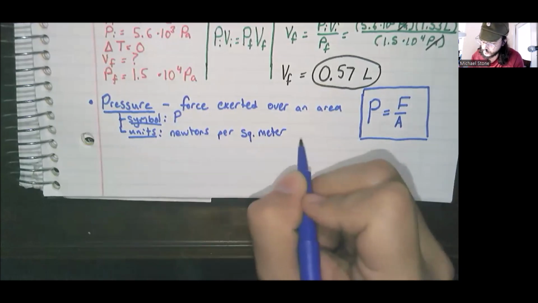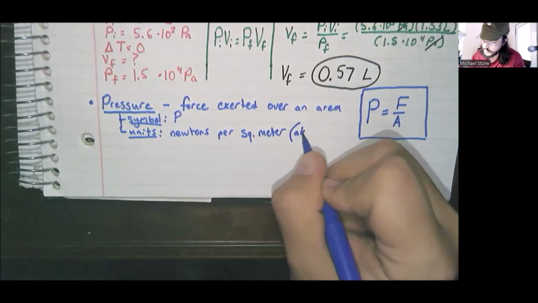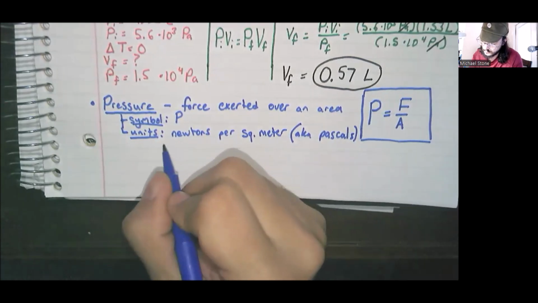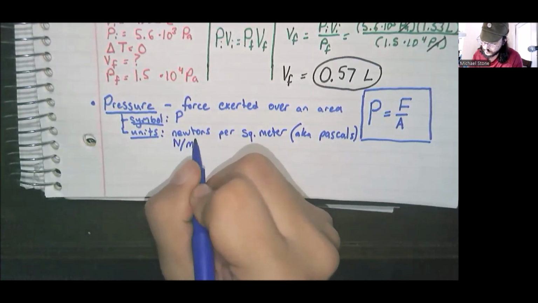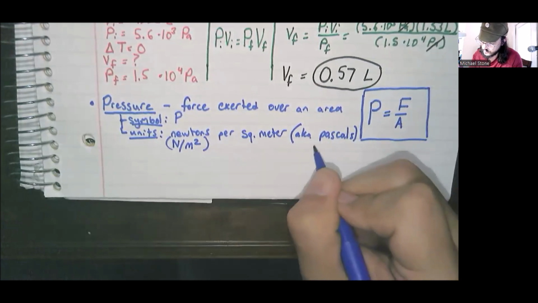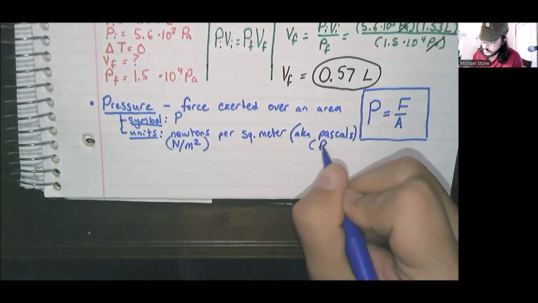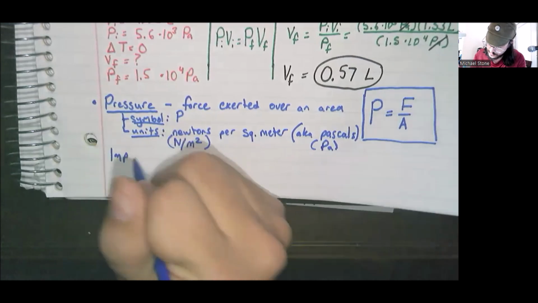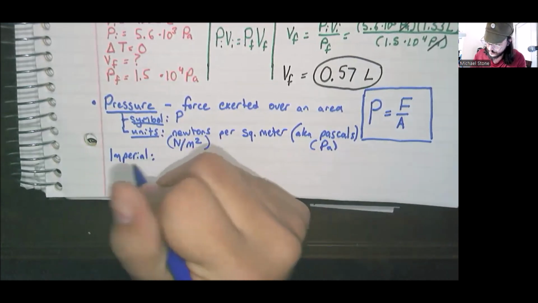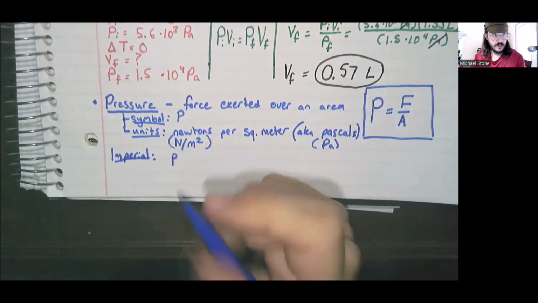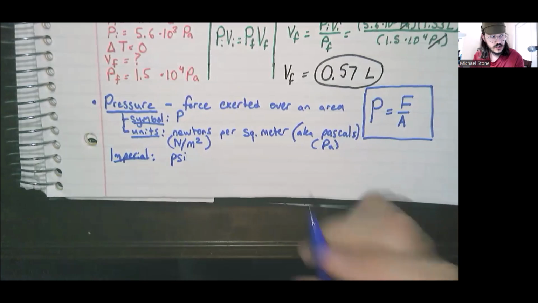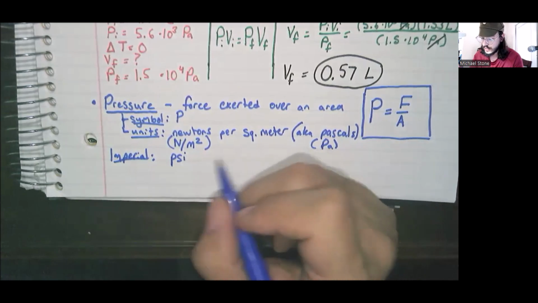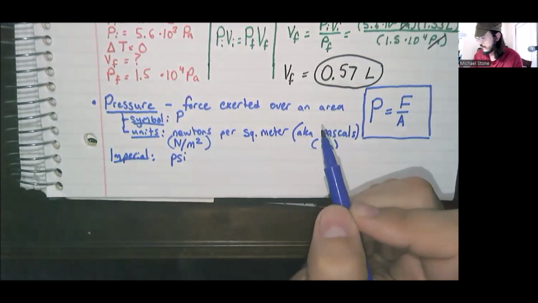But newtons per square meter are otherwise known as pascals of pressure. So newtons per square meter, and then capital P, lowercase a for your pascals. The imperial units for pressure that you will hear about quite frequently are pounds of force per square inch of area. PSI, pounds per square inch. But still, force over an area unit.